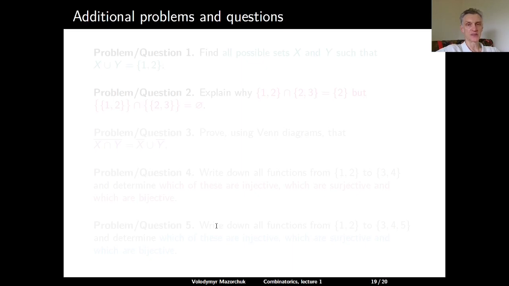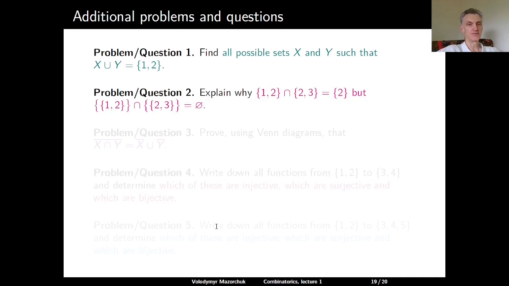Some additional problems and questions at the end. Problem question 1. Find all possible sets X and Y such that X union with Y is equal to {1, 2}. Problem question 2. Explain why {1, 2} intersection with {2, 3} is equal to {2}, but the intersection between two singletons, one consisting of the set {1, 2}, and another one consisting of the set {2, 3}, is the empty set.